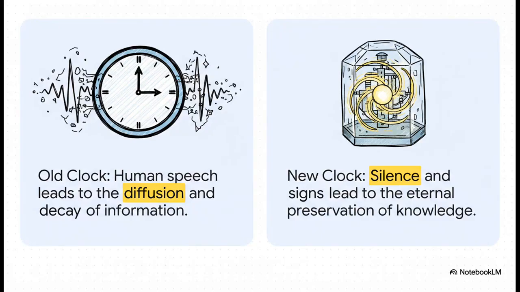And that brings us to the final step, number 4, sealing. The whole loop gets closed by installing a brand new timing mechanism. The old clock, the one based on human speech, always leads to decay. Information gets lost. But the new clock, it runs on silence and science. When you take the voice out of the equation, knowledge is preserved. Time doesn't flow forward anymore. It circulates inward, forever protecting that core message.